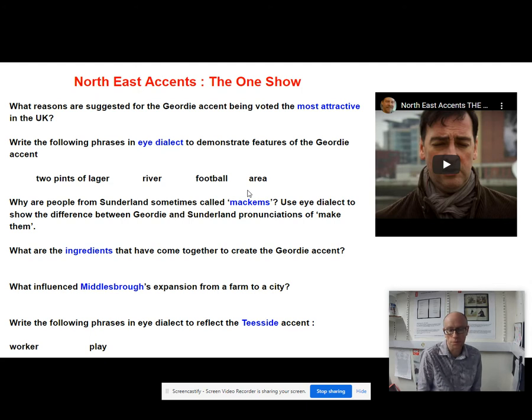And again, this is to do with migration of workers. So the sorts of people who were travelling in the early 19th century across the country to live and work on Teesside. And there was a big influence there from Irish workers. So play would be another one. So whereas Geordie would go play like that, we have in Teesside play. So the key point is that within a relatively small geographical area, you do have some interesting, significant differences in accent and dialect features.